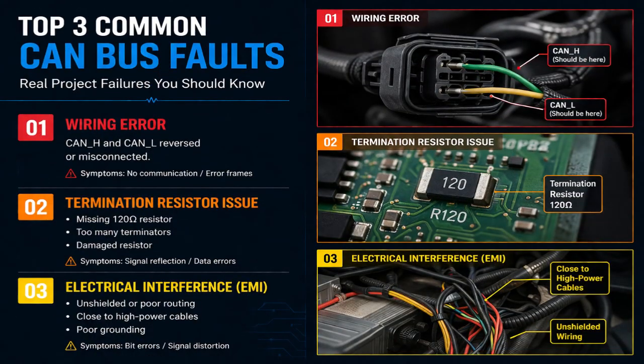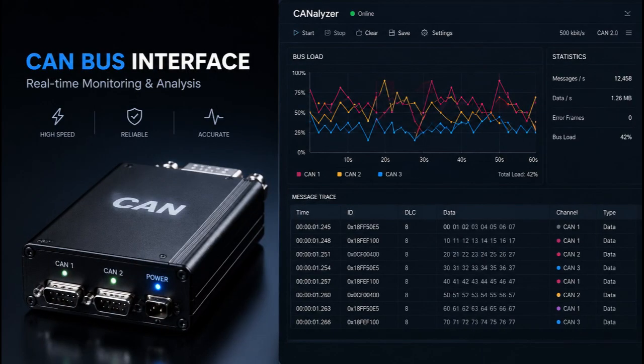In practical engineering, 80% of CAN communication failures originate from the physical layer. Wiring errors, termination resistor issues, and electrical interference are the most common problems. When troubleshooting, always prioritize hardware checks. Two core tools are essential for daily debugging. First up is a CAN analyzer, and the second is PC-based debugging software.